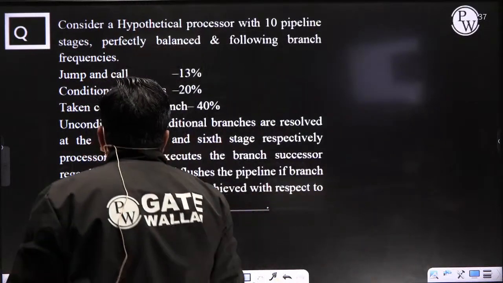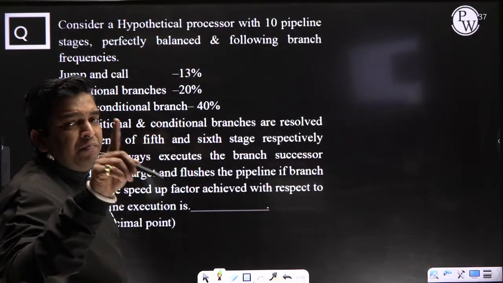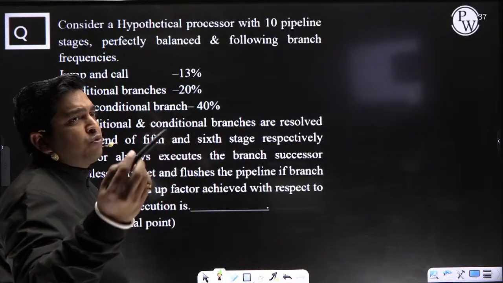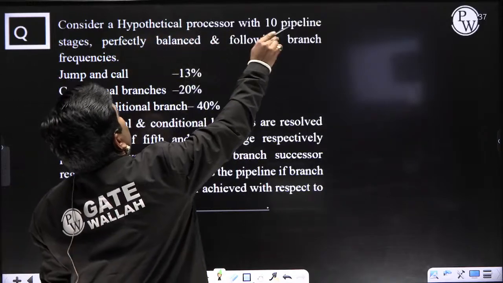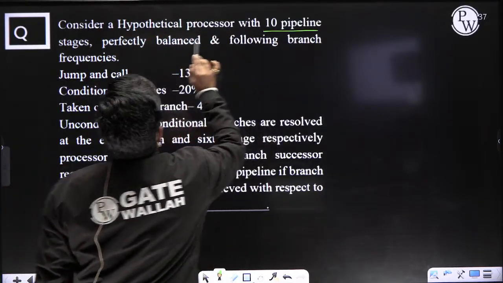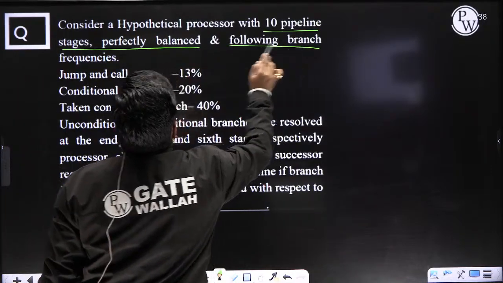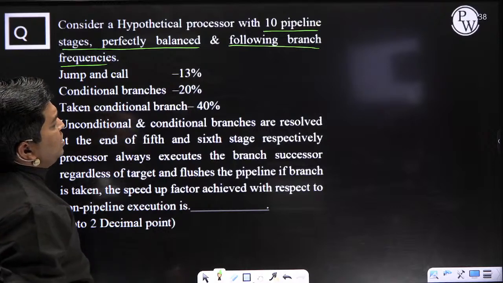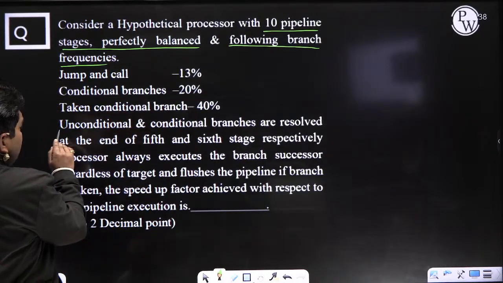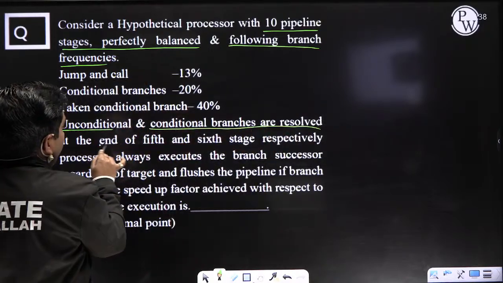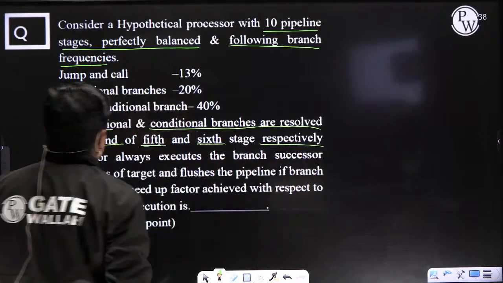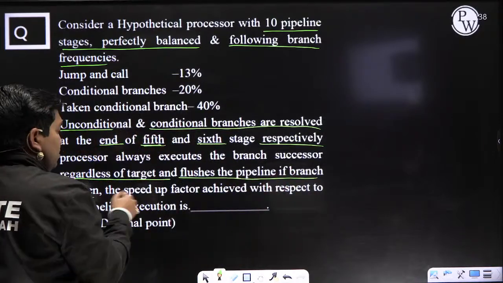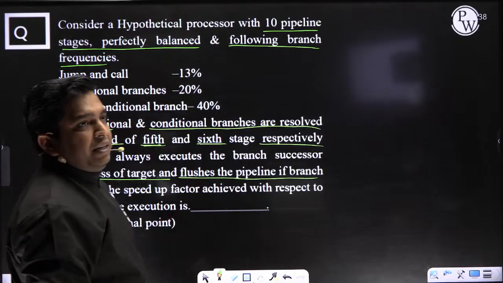Yes, everyone, please read this question. This type of questions you will get in GATE 2023 also, because each and every year this type of questions come. So please try to solve this type of questions. Consider a hypothetical processor with 10 pipelining stages, perfectly balanced, and the following branch frequencies. Jump and call 13%, conditional branch 20%. Out of that, taken conditional branch is 40%. Unconditional and conditional branches are resolved at the end of the fifth and sixth stage respectively. The processor always executes the branch successor regardless of target and flushes the pipeline if the branch is taken. This is the concept. It is asking for the speedup factor.